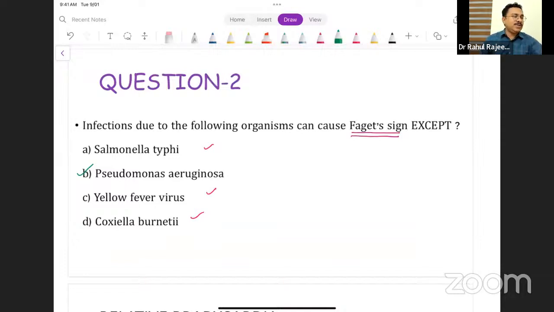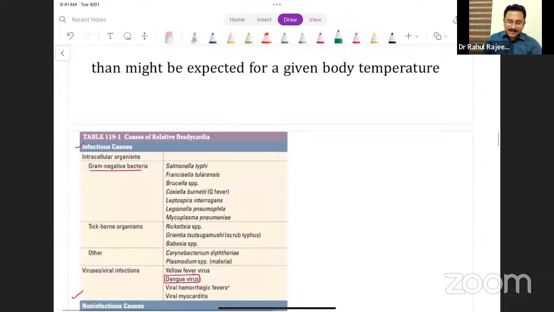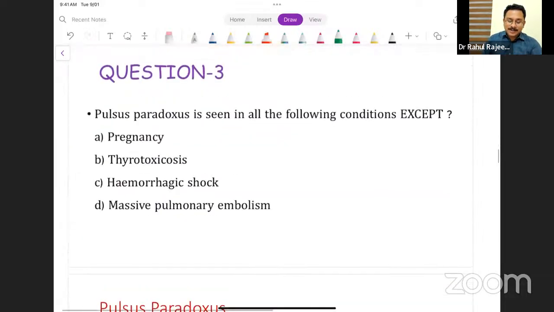Okay, Pseudomonas aeruginosa. So once again, please let me know in the comment section if you have got this right. How many of you have got this right? I just want to see how many of you are so well read. Only if you have read all the causes of Faget sign, you can answer this properly. I just want to see how many of you have answered this correctly. Just raise your hands in the chat box.